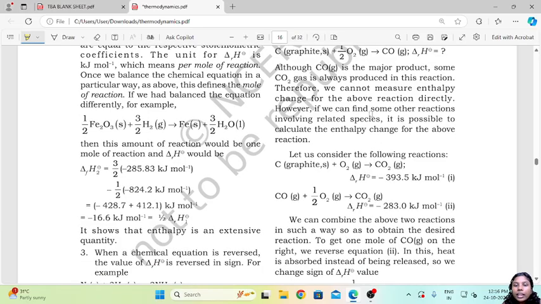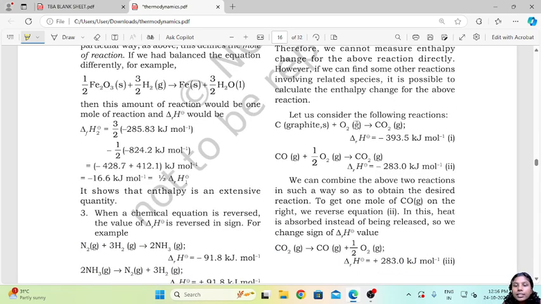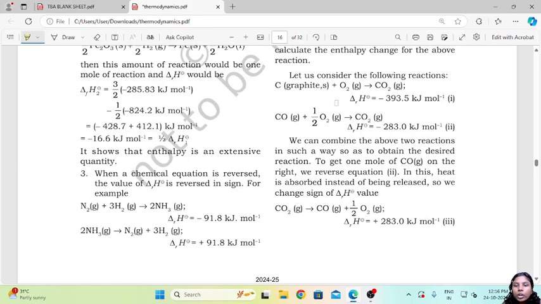However, if we can find some other reactions involving related species, it is possible to calculate the enthalpy change for the above reaction. Let us consider the following reactions. Carbon graphite plus O2 giving CO2, with a standard reaction enthalpy of minus 393.5 kilojoules per mole, and CO plus half O2 giving CO2, where it is much lesser, minus 283.0 kilojoules per mole.